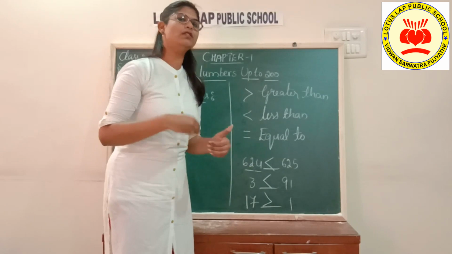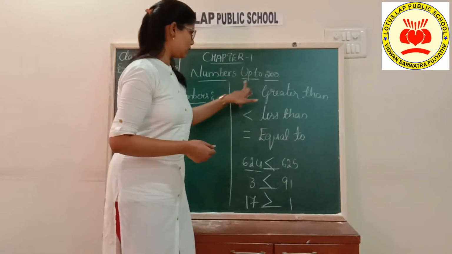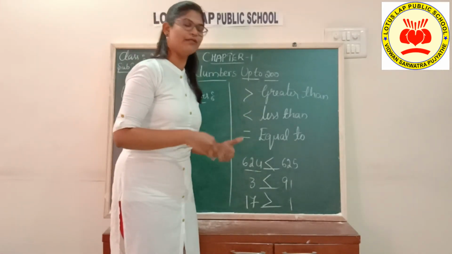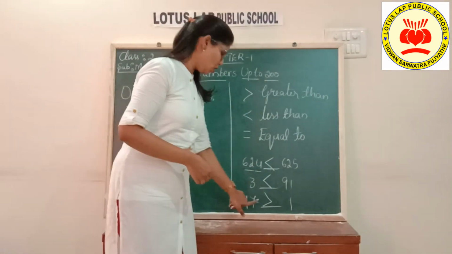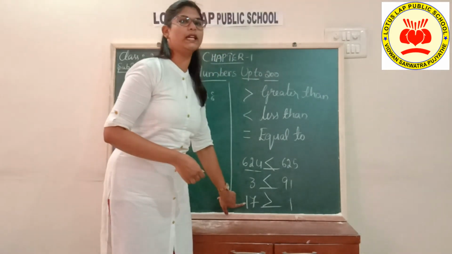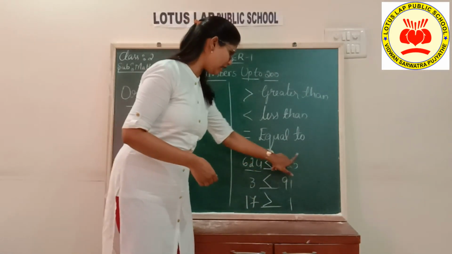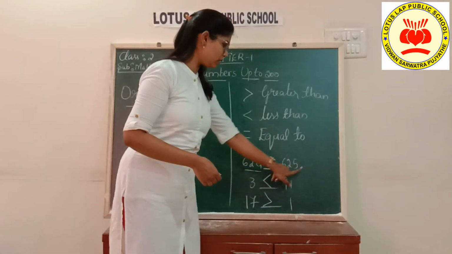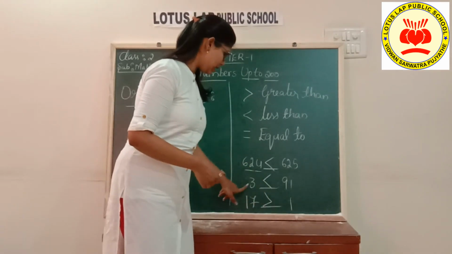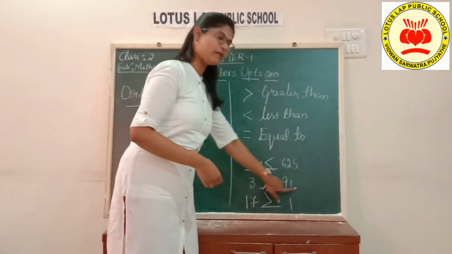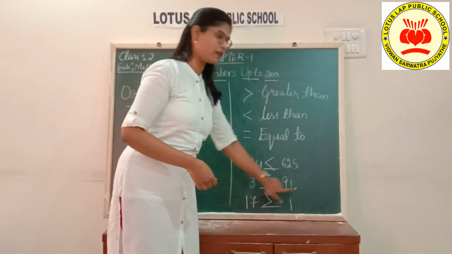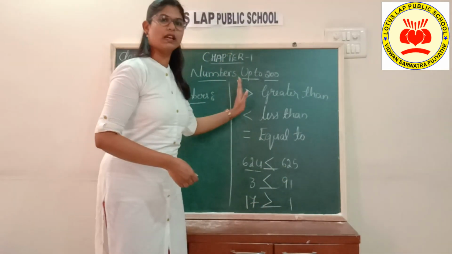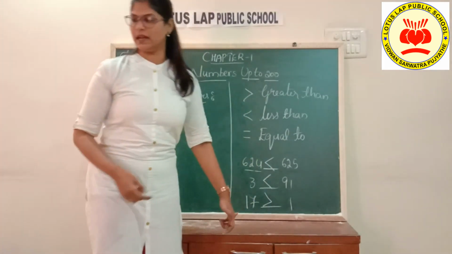Sometimes you will get doubts on how to mention this one and this one. You will get confused. That is the reason I have told you, open end always towards the greater number. Here I have 625 as the greater number, so I have given open end towards the bigger number. Here also, 3 is smaller and 91 is bigger, and open end is towards the bigger one. Here also open end is towards the bigger one. This is how you have to give symbols to the given numbers.